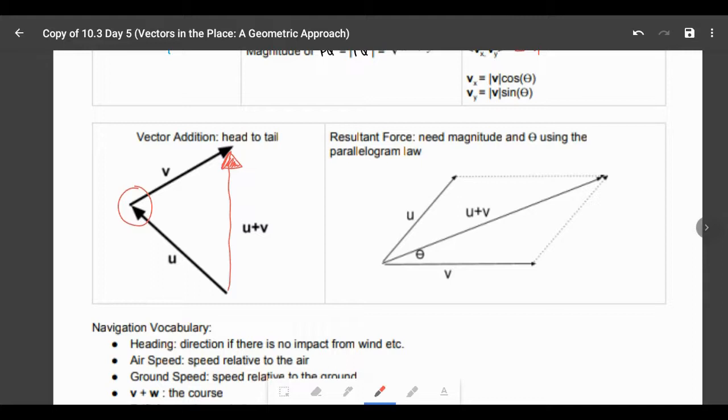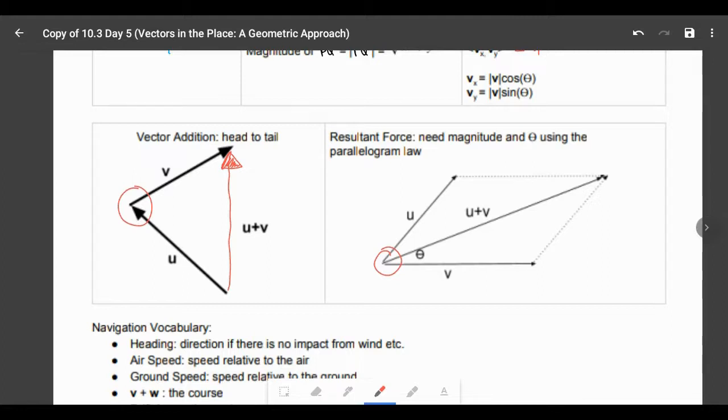But what happens when you do not have head to tail? Well, if you have two vectors where their two tails match up, so in this example over here, vectors u and v match up at their tails, what we can do is we can complete a parallelogram, and the diagonal from the two tails to the opposite corner is going to be our u plus v vector.